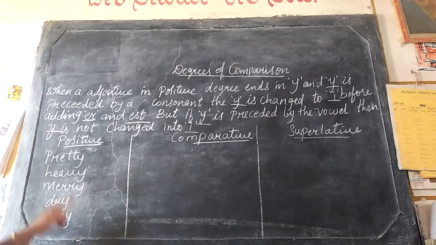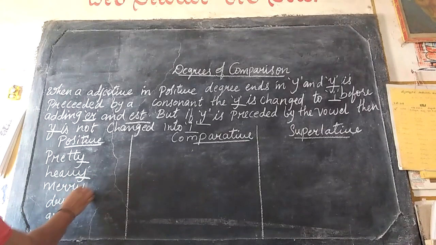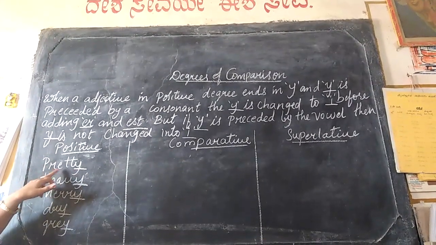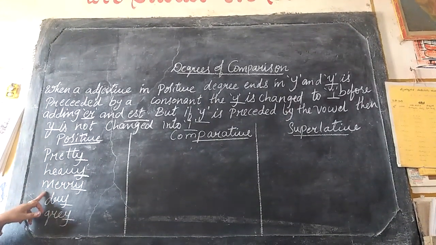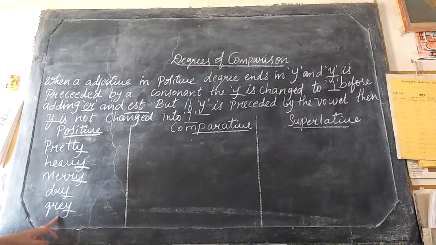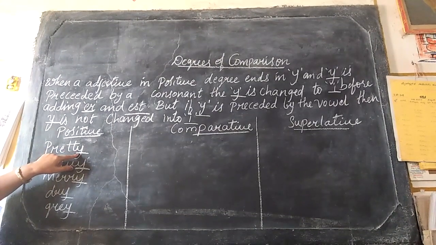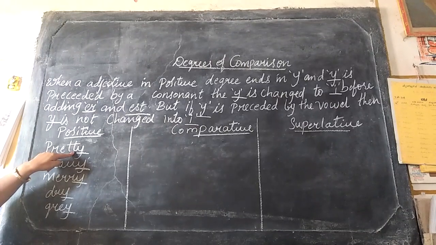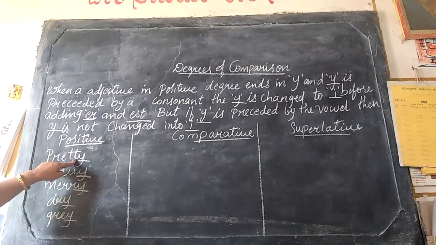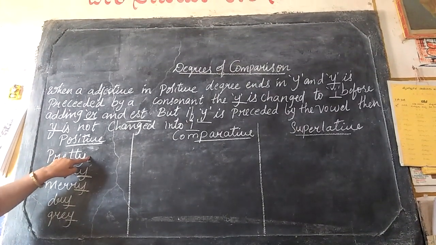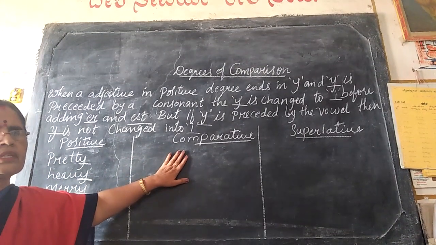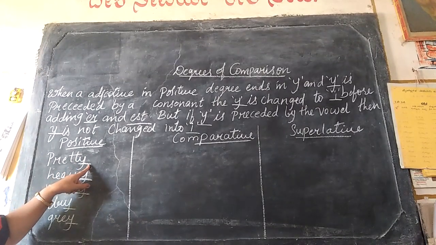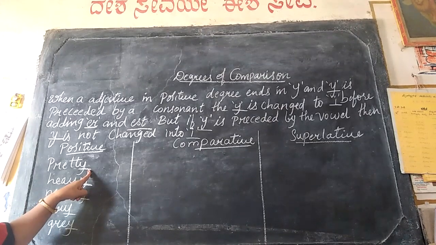Okay, let us see some examples. In all these words, we have letters ending with Y: pretty, heavy, merry. Now, look at the letter before Y. The letter before Y is T. T is a consonant. So instead of Y, we write I and add ER to make a comparative degree. In order to write the superlative, we add EST. We remove Y, write I and add EST to make a superlative degree.